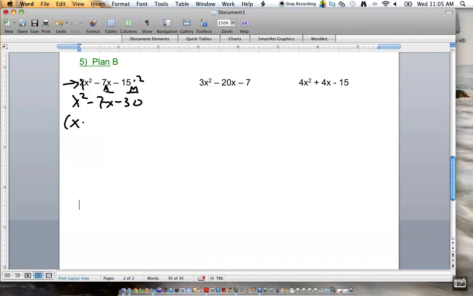And you're going to get x minus 10 times x plus 3. Okay, right? Because you're going to add up to negative 7 there. But here's the thing. Since I multiplied by 2 here, I have to balance that out by dividing by 2. And once you get to this step, you must evaluate whether or not you can simplify each of these things. For example, 10 over 2 right here can be simplified. This becomes x minus 5.